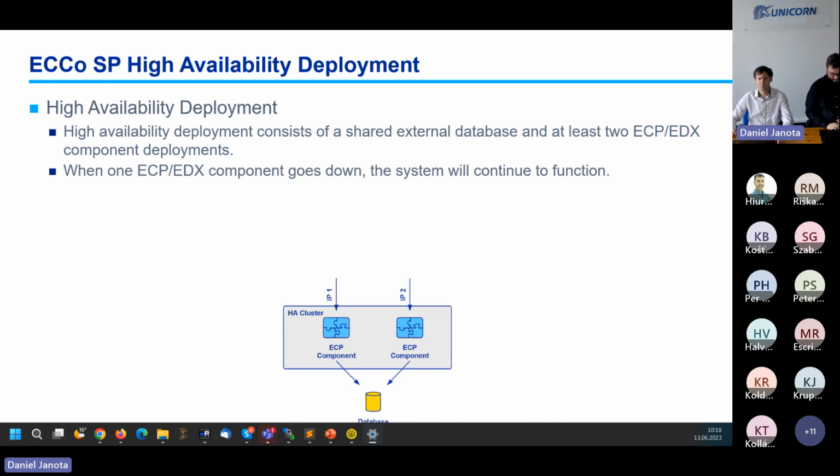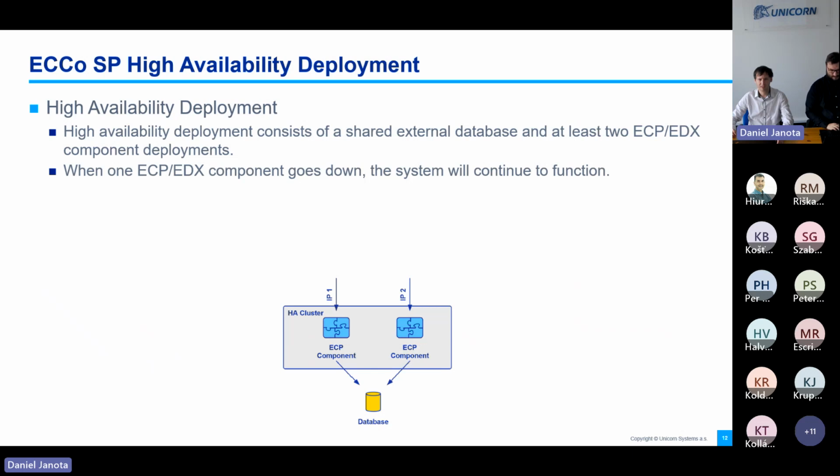There are two ECP applications and one external database. As I mentioned, the ECCo cluster is installed as active, so both ECP components are active at the one moment. When one component goes down, the system will continue to function because the second ECP endpoint will still be able to handle the messaging. So this is the easiest setup for ECCo.